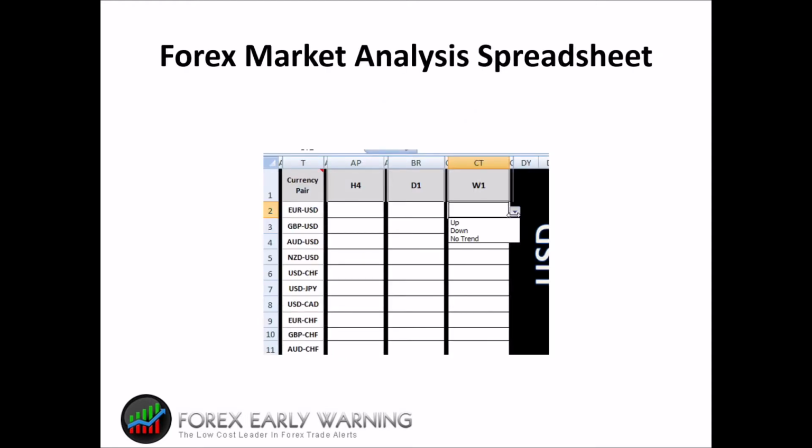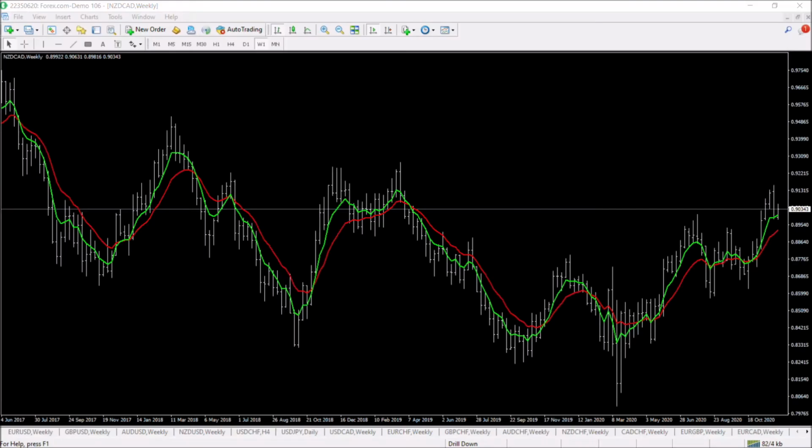And you would simply just go to the sheet, choose your drop down, and pick whether it's an up, down, or no trend. So in this case, on the EURUSD, this is pointing up towards 1 or 2 o'clock, so that would be considered an uptrend on the weekly chart time frame.